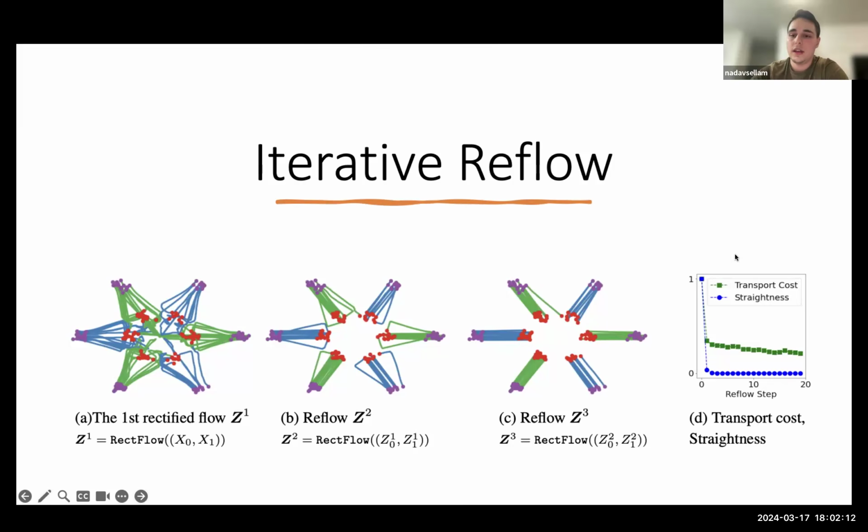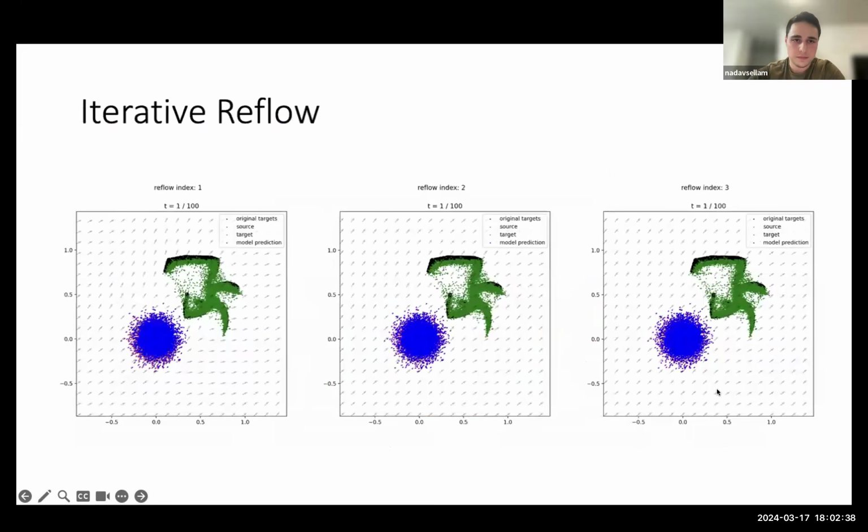We can see that here in the measure of straightness and the transport cost on the right. But still there is room to improve. And then after retraining it once more, we get this transport plan, which is much straighter and has a lower cost. And as we have shown before, each time we reflow, the transport cost is lower or equal. We can see this is also true here in the graph where they did many reflow steps.